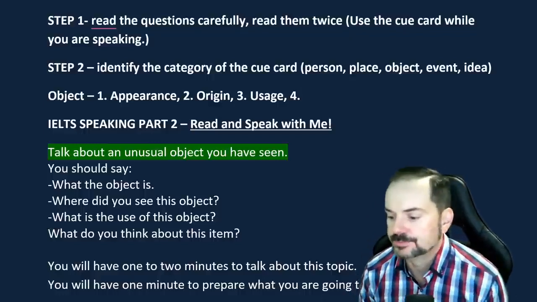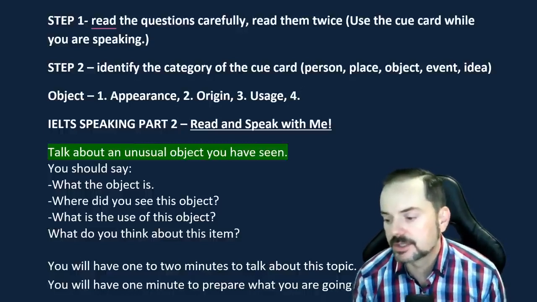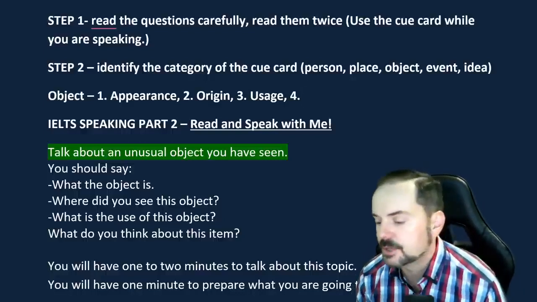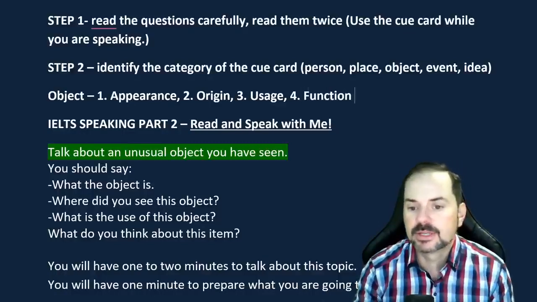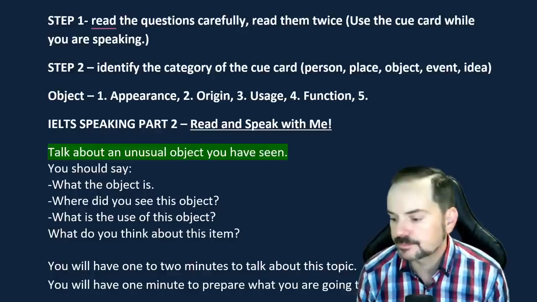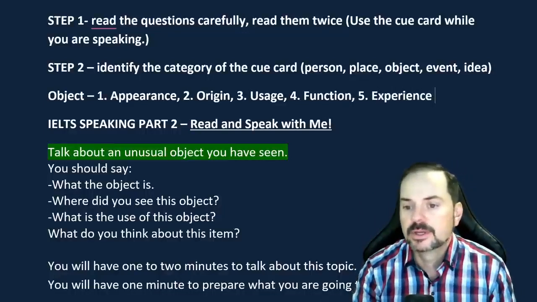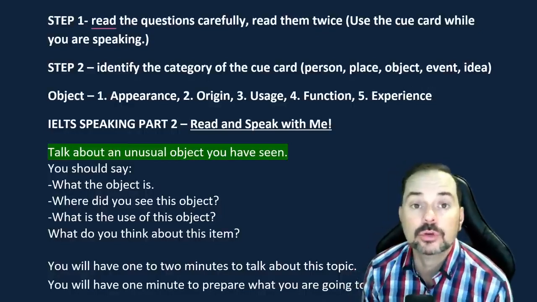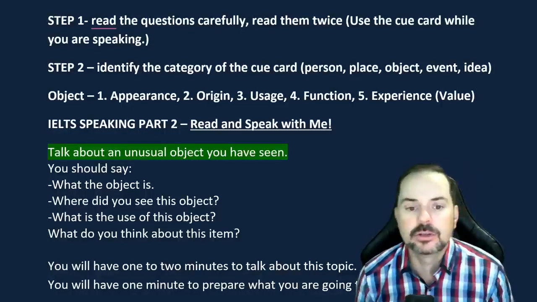So usage. James says name, shape, material. That's the appearance, James. So it's its name, its shape, its material. That's the appearance of the object. The origin is where it comes from. 3 is usage. And number 4 is its function, or its application. Okay. And then number 5, Amra says is your opinion. Yeah, we can say it's your experience, right? So what have you done with this object? What does it mean for you? What's the value of this object for you? That's a good way to say it, is the value.